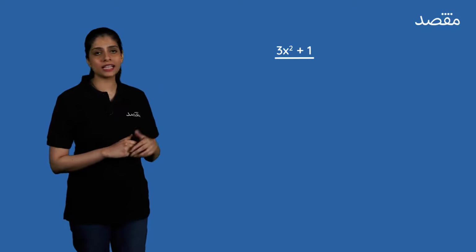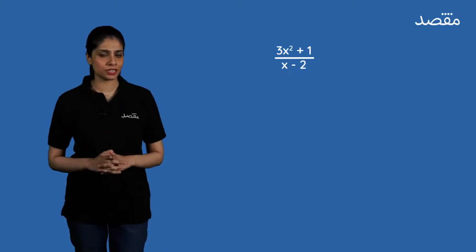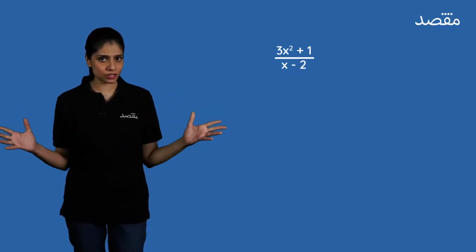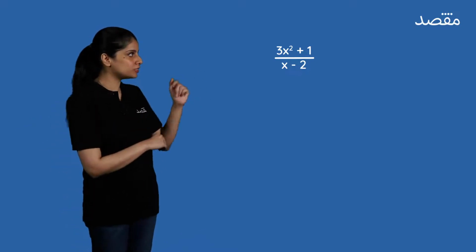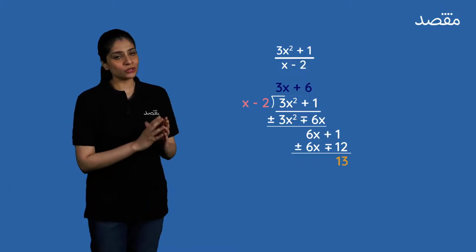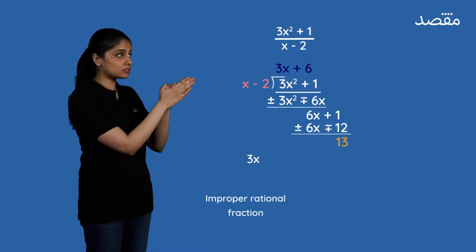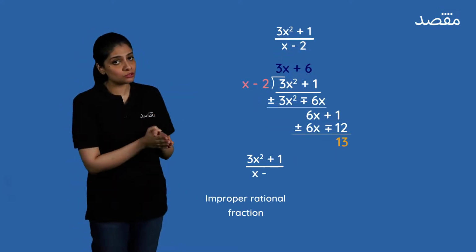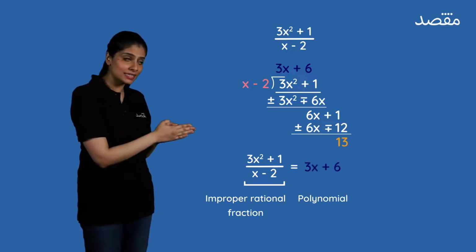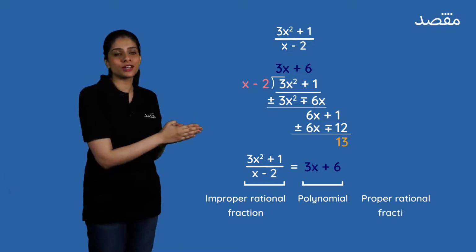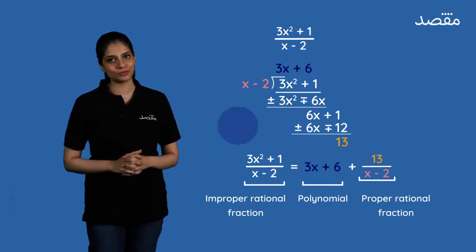तो इसी तरह improper rational fractions को भी हम mixed form में लिख सकते हैं. For example, 3x square plus 1 over x minus 2 is an improper rational fraction. We can use long division, जैसे हमने chapter 4 में पढ़ा था, to obtain a mixed form equivalent to this. So here the improper rational fraction, which is 3x square plus 1 over x minus 2, is equal to the sum of the polynomial 3x plus 6 and the proper rational fraction 13 over x minus 2.